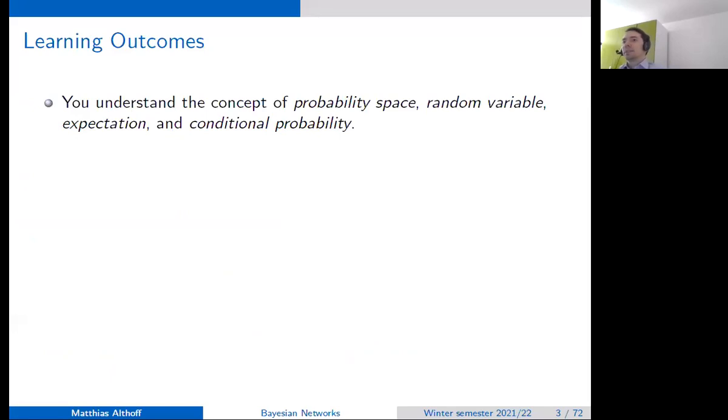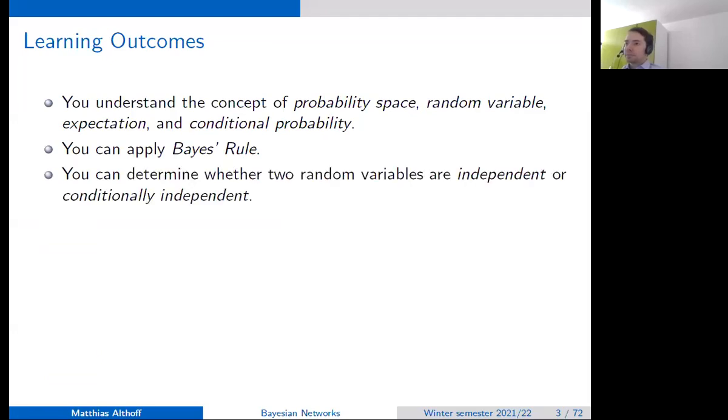As always, let's begin with the learning outcomes. So the first part is just basics of probability theory. So you should understand the concept of probability space, random variable, expectation, and conditional probability. And based on conditional probability, you can easily apply Bayes' rule, which also many of you already know. And you can determine whether two random variables are independent or conditionally independent. So independence is quite well known. Conditional independence maybe is new to probably more than half of the students of you.